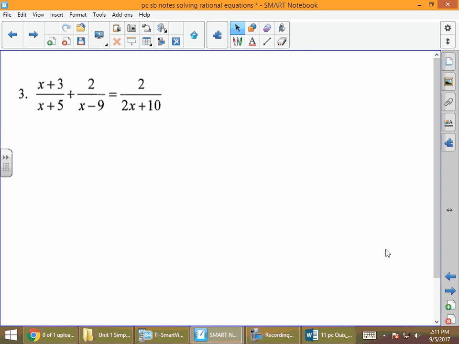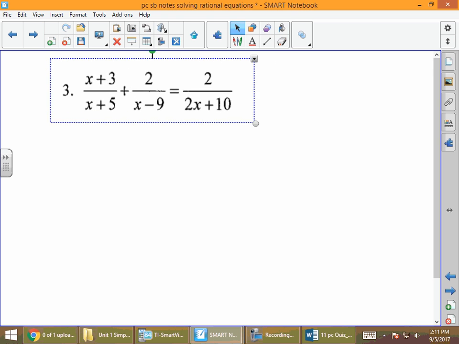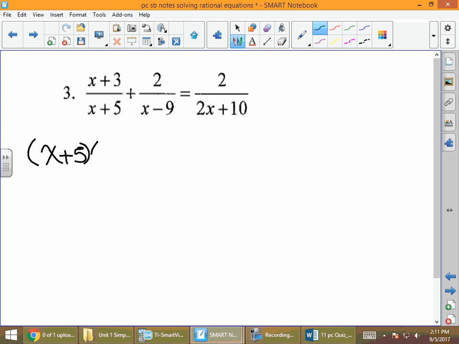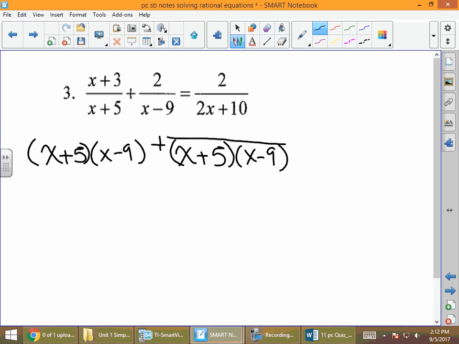Problem number 3. Let's look at the left side. Let's add those two together, so we'll start there. Common denominator is going to be determined by simply multiplying the two together. X plus 5 doesn't have anything in common with x minus 9. So we have x plus 5 times x minus 9. And if there's anything good, it's that we're adding these together in this particular problem.